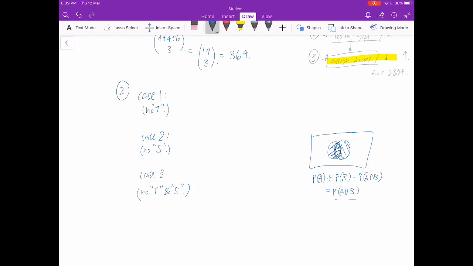Okay, the union is what we want, which is all the complement cases, which is no T or no S or both. Okay, so I must take this, which is case 1, this is case 2, and this is case 3. So my idea will be case 1 plus case 2 minus case 3. So let's get down and dirty. Let's calculate all this. Okay, no T.